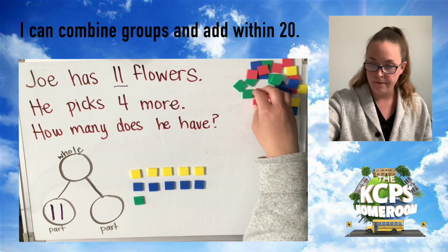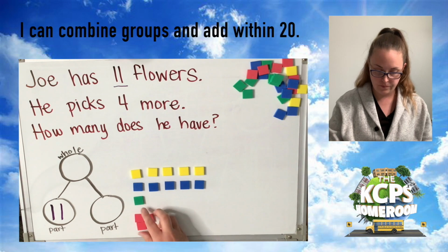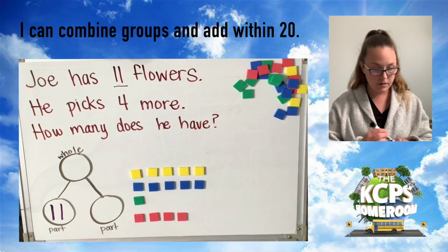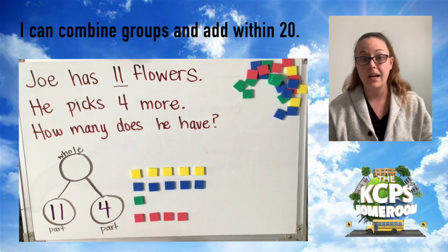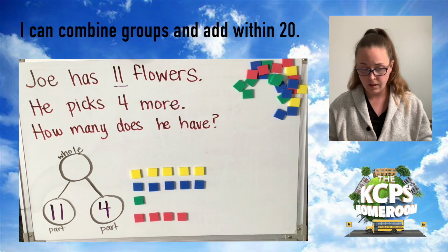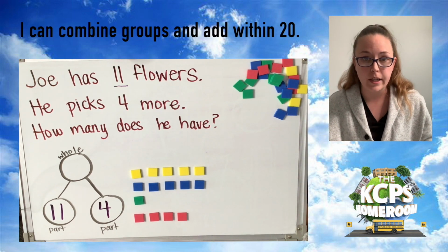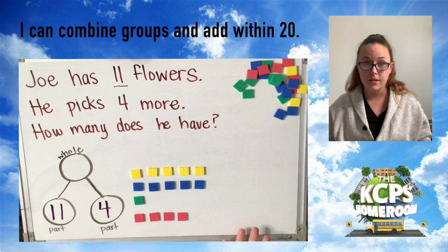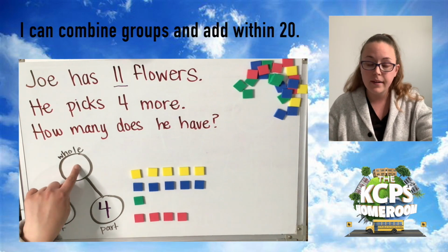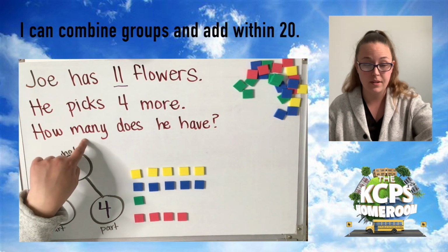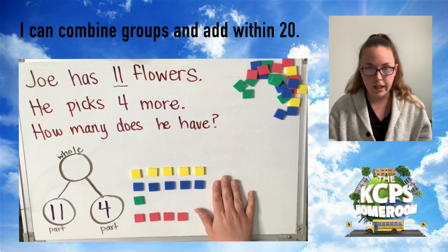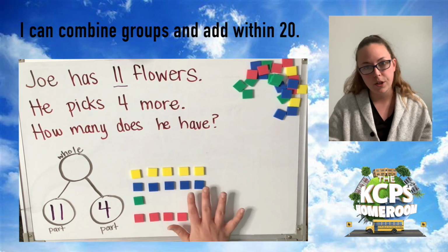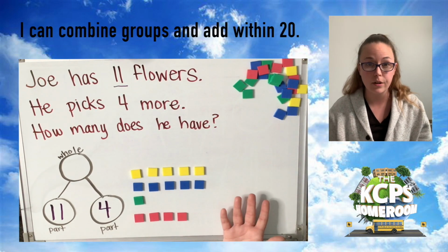So here I have 4 counters. So 1, 2, 3, 4. And I'm also going to write 4 here in the bottom to represent the other part we have. Now there are a couple things you can do here. If you already know the answer, then you can fill in the number bond and write the number sentence that tells this story. If you're not quite sure, then we're going to look over here and we're going to manipulate our counters to help us understand the answer.